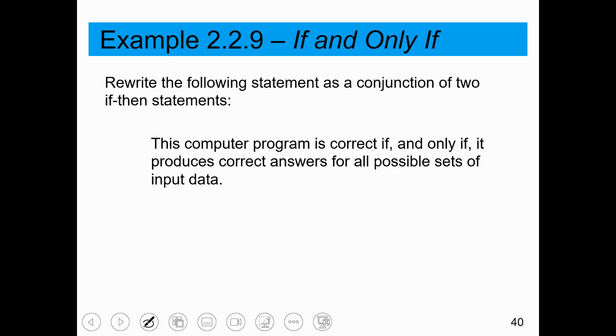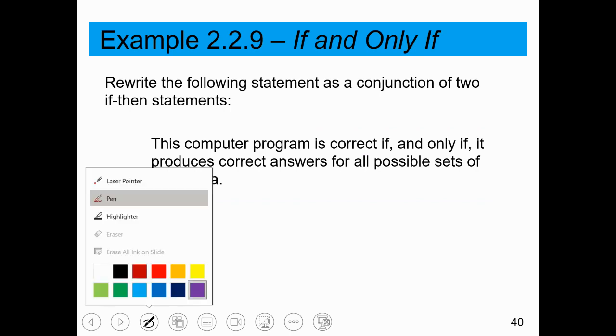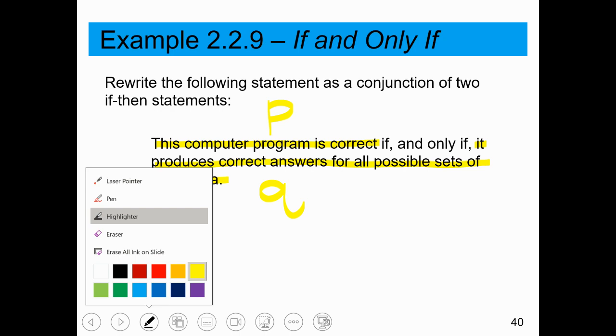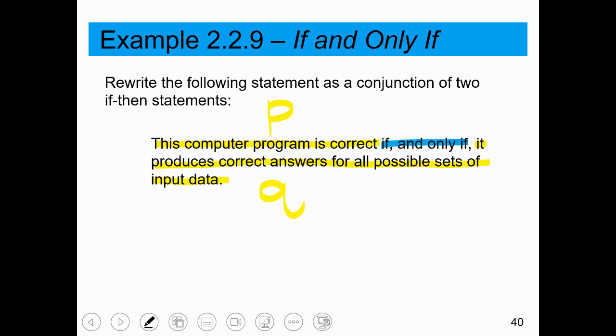All right, here's another example. Here's an if and only if example. It says, rewrite the following statement as a conjunction of two if then statements. Okay, so it says this computer program is correct if and only if it produces correct answers for all possible sets of input data. So this computer program is correct, that's your P. It produces correct answers for all possible sets of input data, that's your Q. And in the middle, you have this if and only if, separating it.